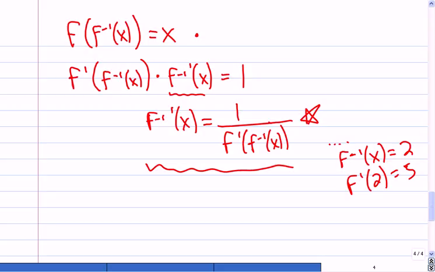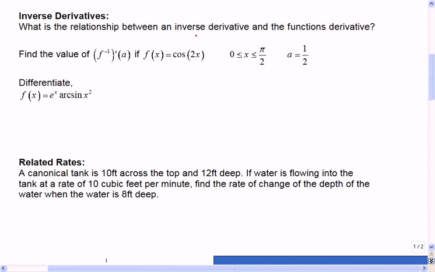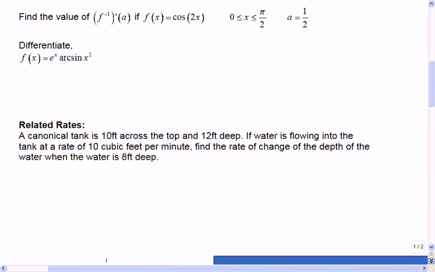Okay, so now let's try using these just so you get an idea again of how we did those inverse derivatives. The first one says find the value for the inverse if f of x equals cosine 2x. And this is where I'm looking for it. So basically I'm looking for the inverse derivative at 1/2.